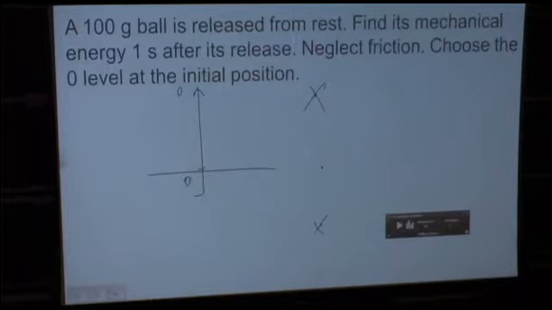If it's released from rest, the initial velocity is equal to what? 0. And if my initial level, initial height is 0, what's going to be the kinetic energy equal to? Kinetic energy initial will be equal to what? What do you think?